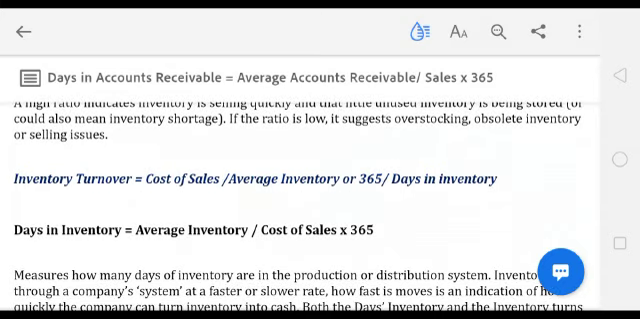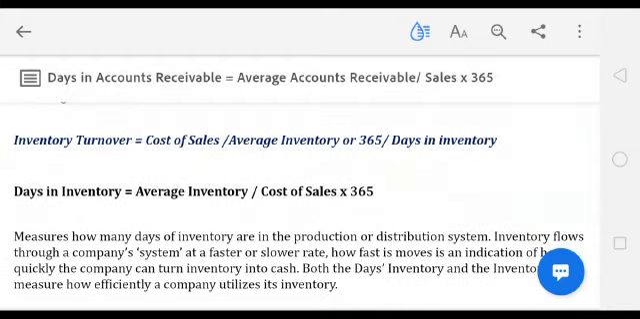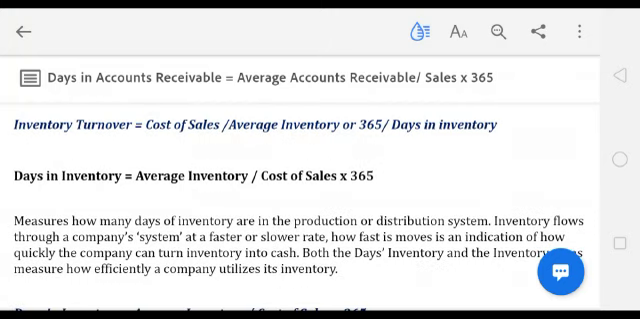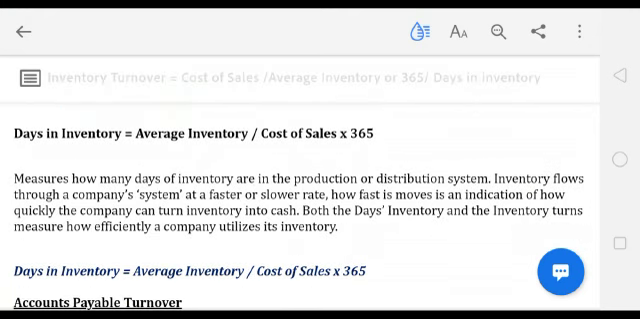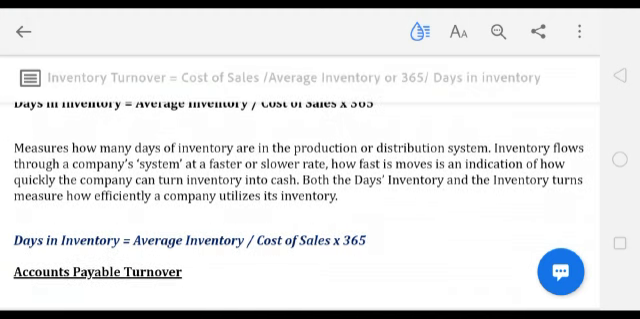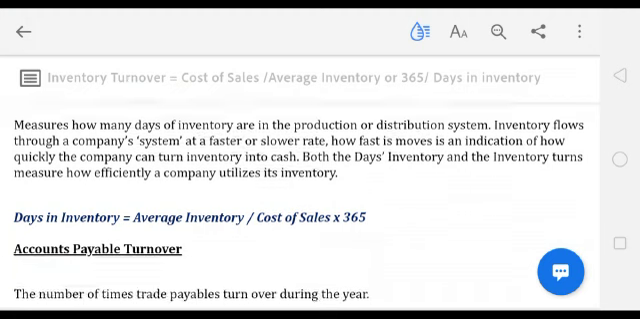Days in inventory is average inventory divided by cost of sales into 365. It measures how many days inventory are in the production or distribution system. Inventory flows through the company's system at a faster or slower rate. How fast it moves is an indication of how quickly the company can turn inventory into cash. Both the days inventory and the inventory turnover measure how efficiently a company utilizes its inventory. Days in inventory is equal to average inventory divided by cost of sales into 365.